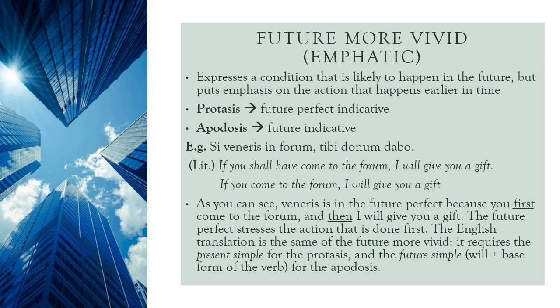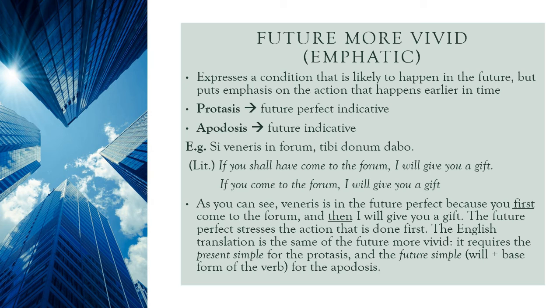So we have said many times that Latin is a much more precise language than English or many other modern languages. So we also had the future more vivid emphatic, which expresses a condition that is likely to happen in the future, such as the future more vivid, but it puts emphasis on the action that happens earlier in time. So it basically stresses the action that comes first and then expresses the action that comes after. For this, you will find for the protasis the future perfect indicative, while for the apodosis just the future indicative.